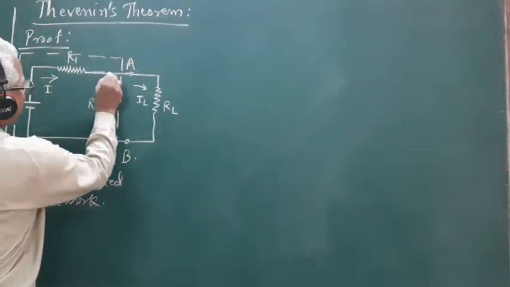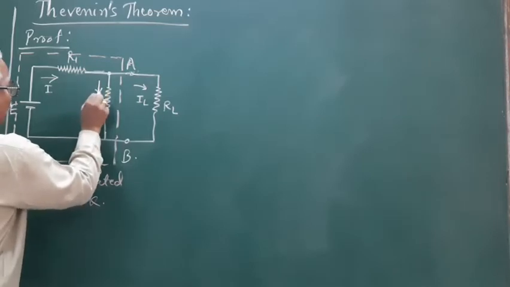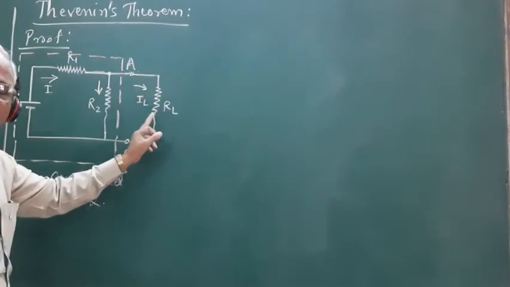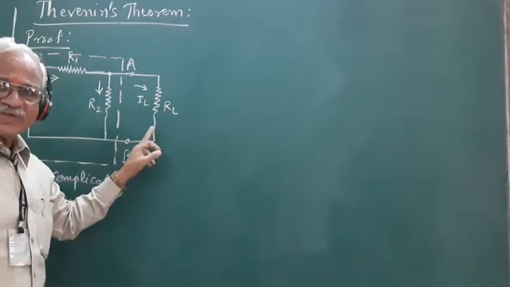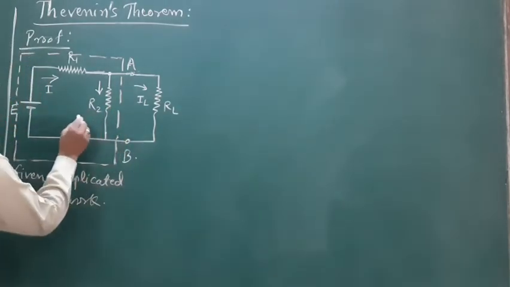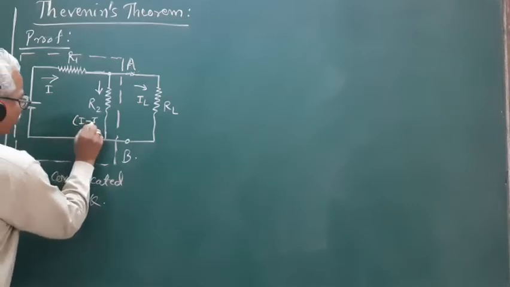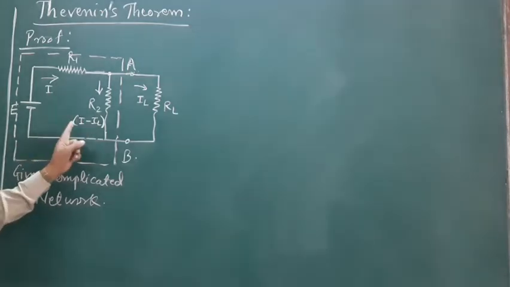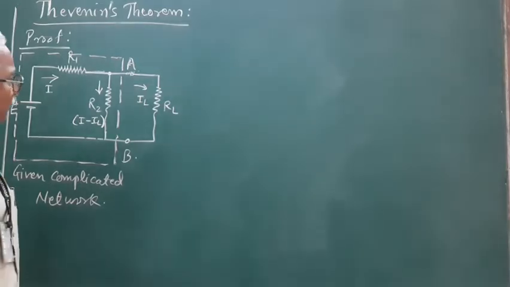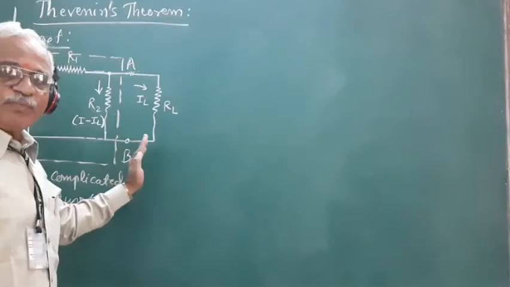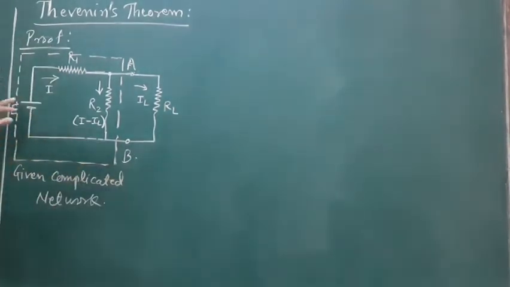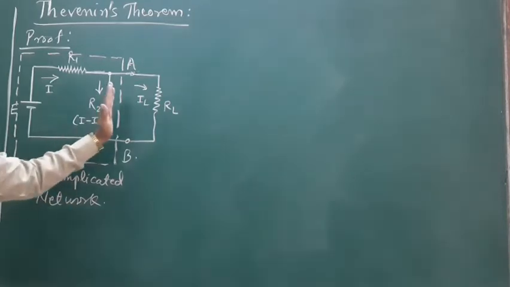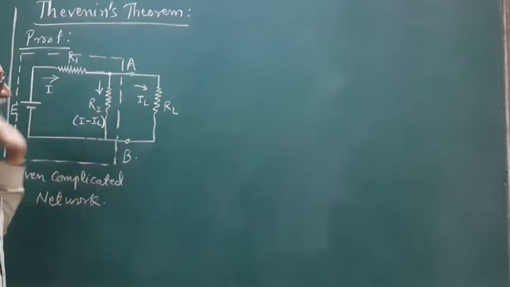When this total current I arrives at this junction, a certain part of the current will flow through this resistance R2, and a certain part will flow through this load resistance RL. For the sake of simplicity, let us consider that the current flowing through this load resistance RL is IL, so that the current flowing through the resistance R2 will be I minus IL. Now, we are interested in obtaining the expression for the current IL flowing through this load resistance in terms of the EMF of the source and the values of the resistors R1, R2 and RL, when the given complicated network is connected to the left of the terminals A and B.